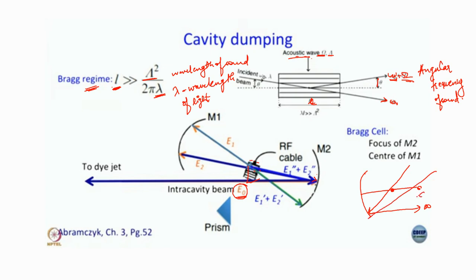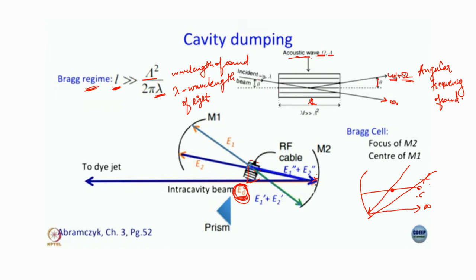And second thing, if it passes through the center of curvature, say this is C, it will retrace its path. Okay, this is the relation they have been using here. Suppose E naught is the electric field component of the incident beam. When it is incident directly straight here, it is reflected back, and therefore it passes through this RF cable and there is some change.